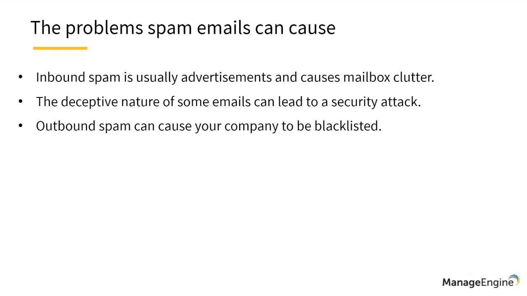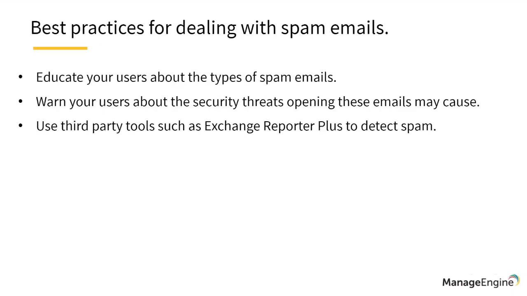And in order to avoid all these problems, you need to keep an eye on the kind of spam emails that go forth and happen in your organization, which is why you need certain best practices when it comes to spam emails. And the very first best practice that I can give you right now is that you should educate your users about the types of spam emails that are out there. Tell your users exactly what can happen if they click on a spam email.